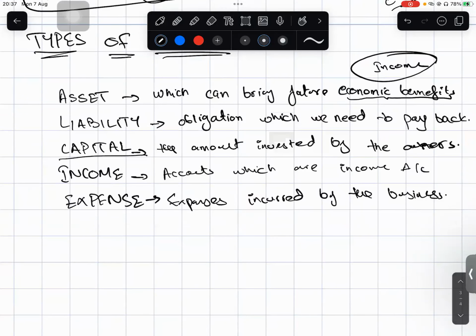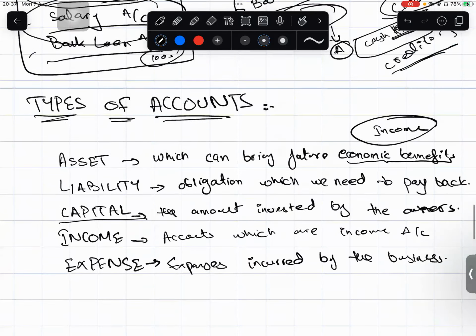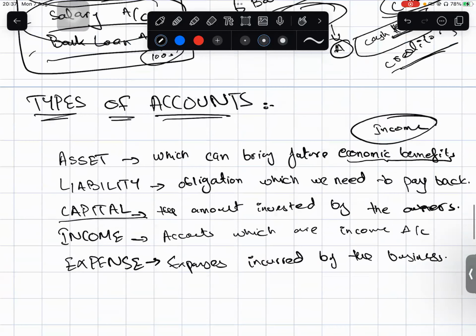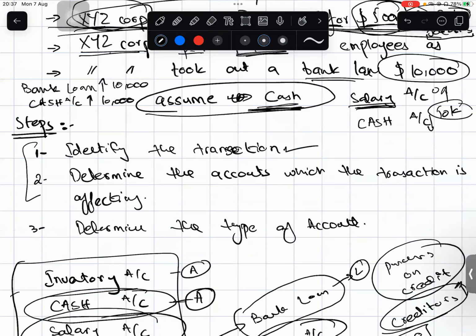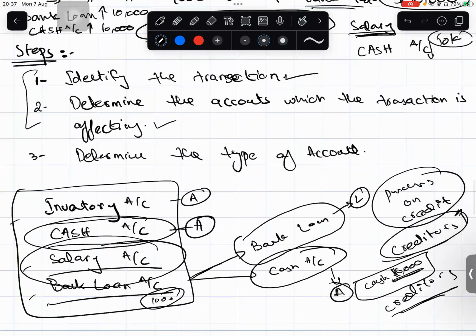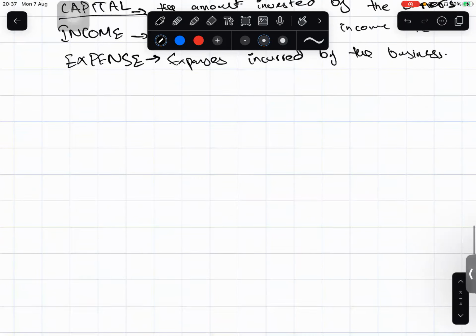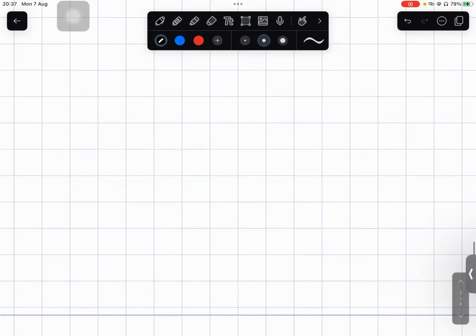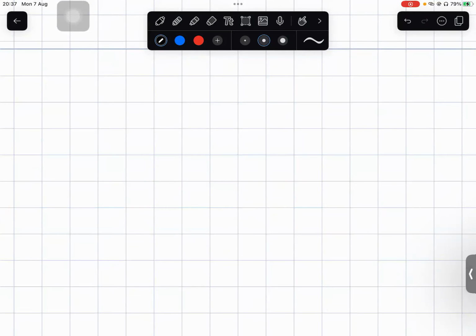Okay. So once you have identified the transaction, the accounts which the transaction is affecting, and what type of accounts those are, then you need to understand this table. Let's just call it the table of effects. In fact, we'll get to this later on. Let's just talk about the double entry system first.